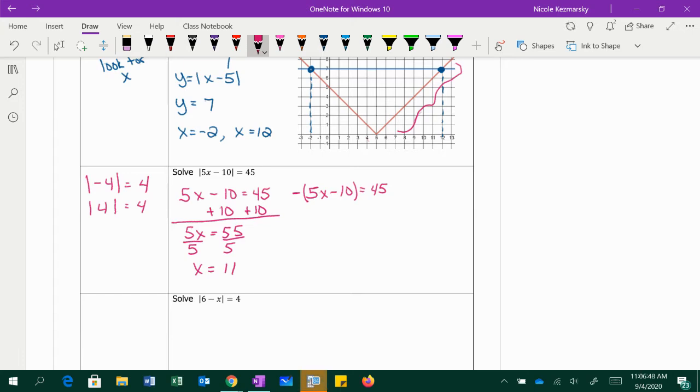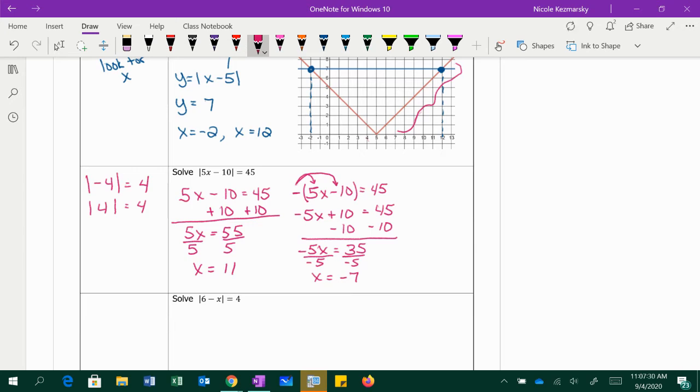When I solve the right, there's a couple of different ways that you can look at this, but what I like to tell people to do is to use the distributive property on the negative. So make this negative 5x plus 10 equals 45. Then I'm going to subtract the 10 and get negative 5x equals 35. Divide by negative 5 and get x equals negative 7. And there are my two answers, 11 and negative 7.